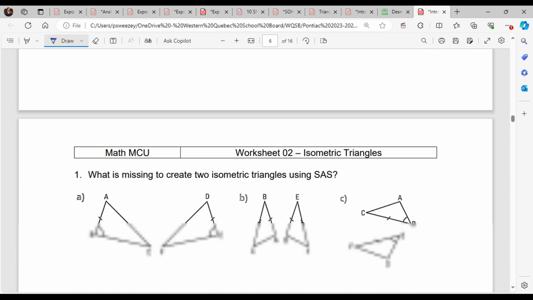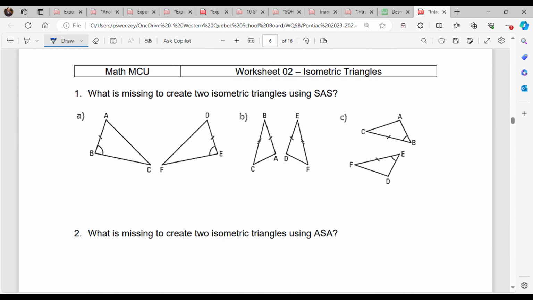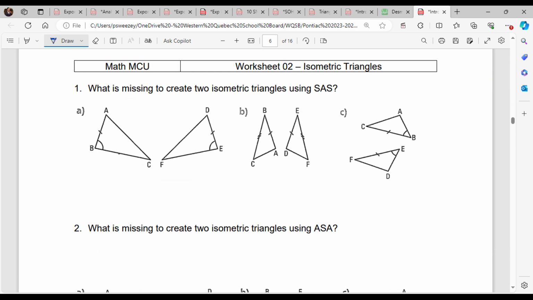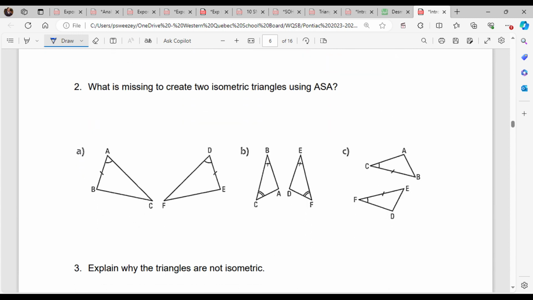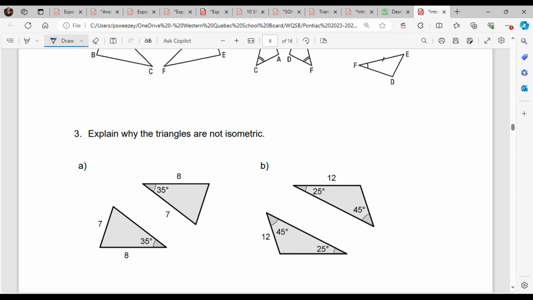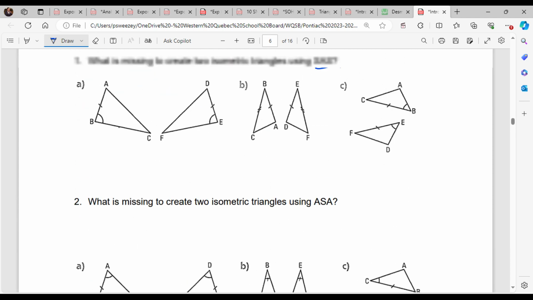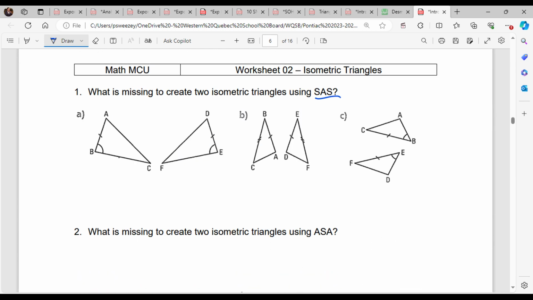But these are talking about congruent and isometric. So these first two questions are asking you to create isometric triangles. What would you have to add to this to make it isometric using side angle side as the theory? What would you need to add to this one to make them isometric using angle side angle? And then explain why the ones below are not. And that's as far as we'll go with that one. I'll run through this quick in a second.